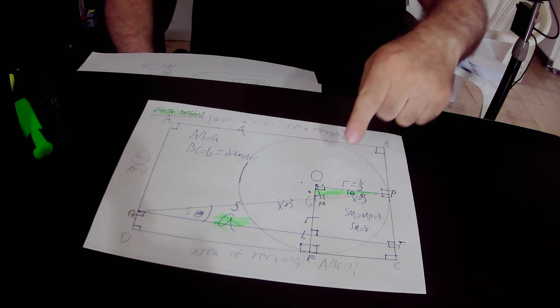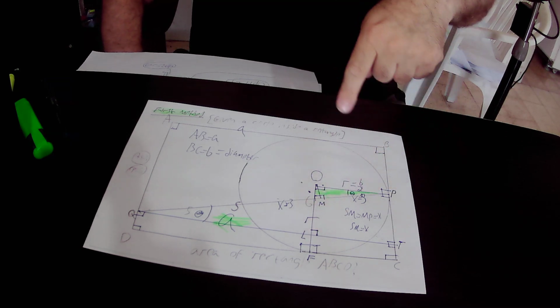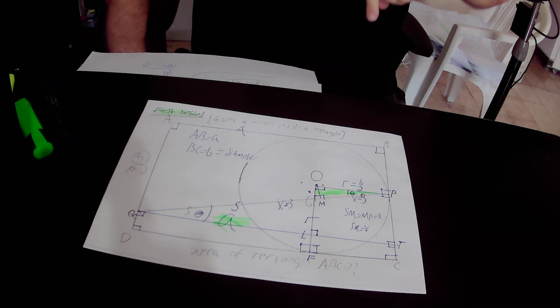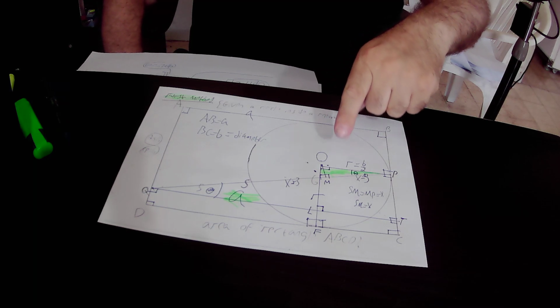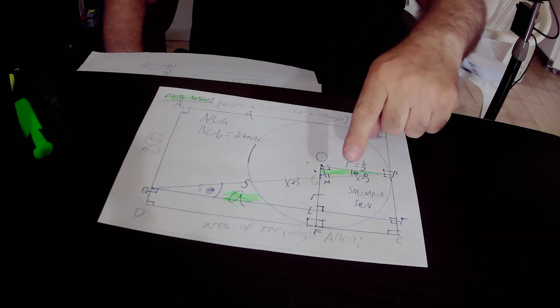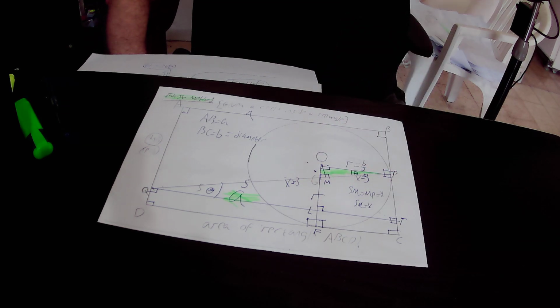We join points O and F together by a straight line. Point O is the center of the circle, point F is a point on the circle itself, therefore OF is the radius of the circle. So we have the radius OF drawn to the point of tangency, therefore this angle equals 90 degrees and this angle also equals 90 degrees according to rule number 1.